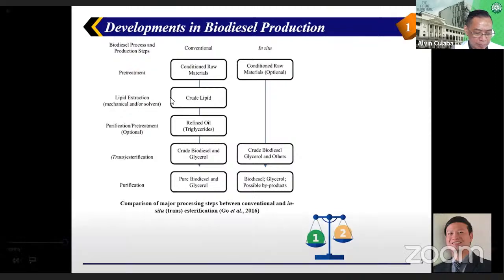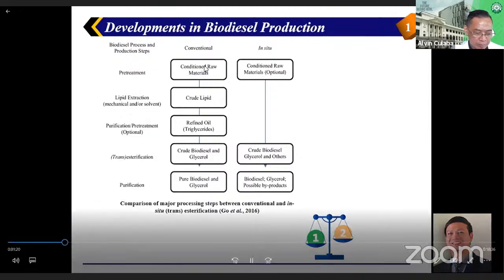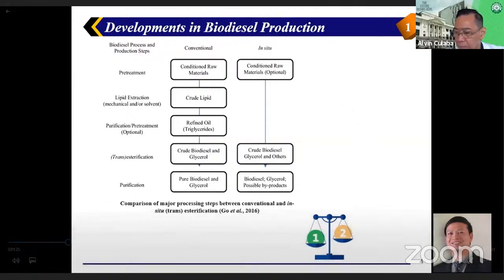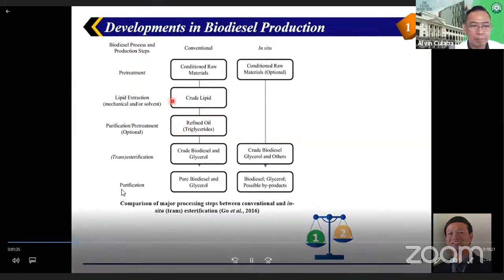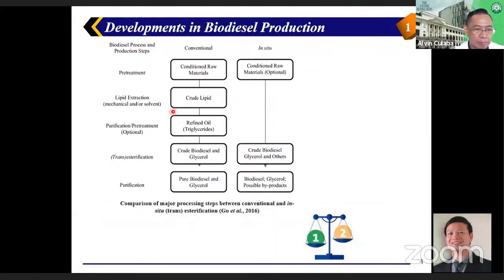Next, let's take a look at the developments in biodiesel production through the illustration shown on the screen. Various processes have been developed for the production of biodiesel. An obvious difference in the major production step is the need to extract and the possible need to refine the lipid material from solid feedstock in separate processing steps. Eliminating these steps not only reduces the production steps but may also result in a lower initial investment cost and reduced overhead cost.